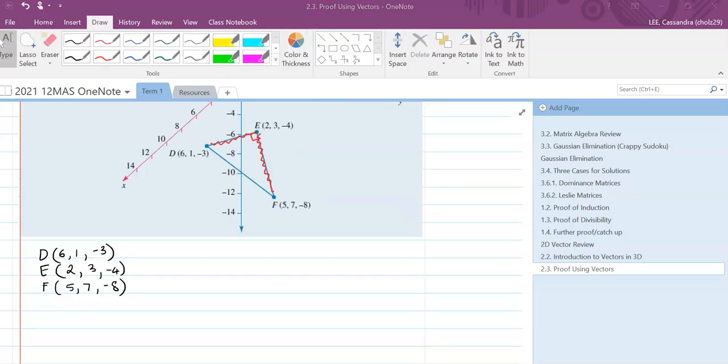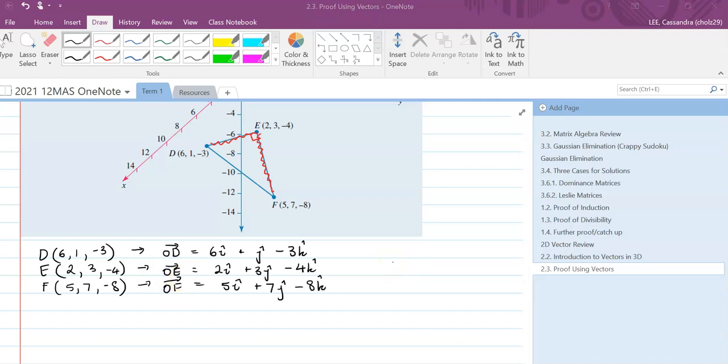So we have our 3 points, and we can rewrite these 3 points. This would be going from the origin to our point D, and we can write that in vector form as 6i plus 1j minus 3k. Just as a reminder, these i, j, and k are our unit vectors for x, y, and z respectively. The same thing I can do with OE, and I can do the same thing with OF.